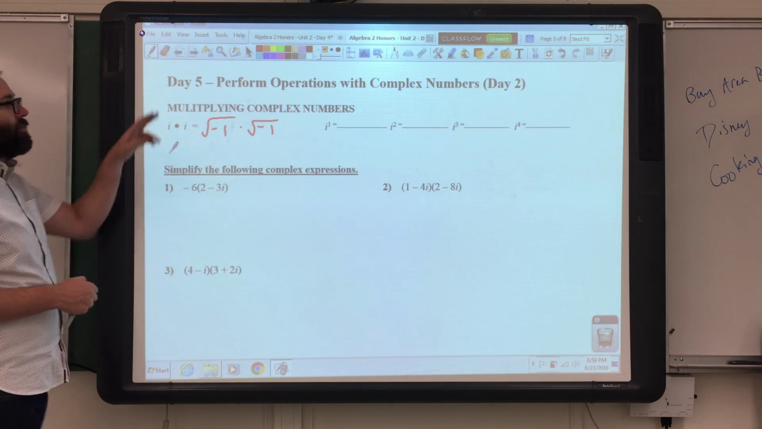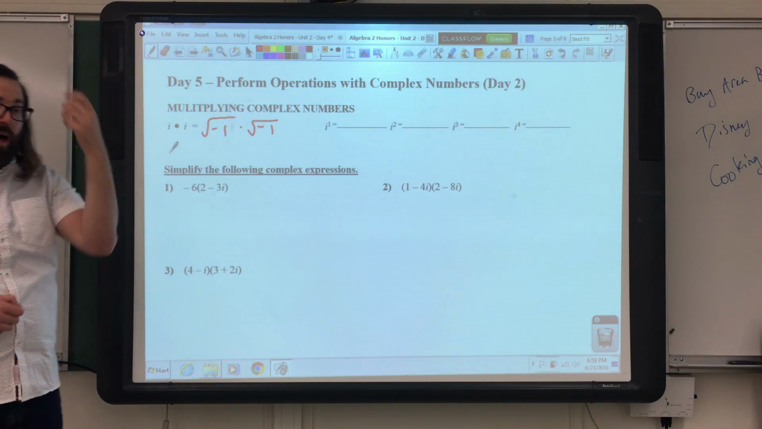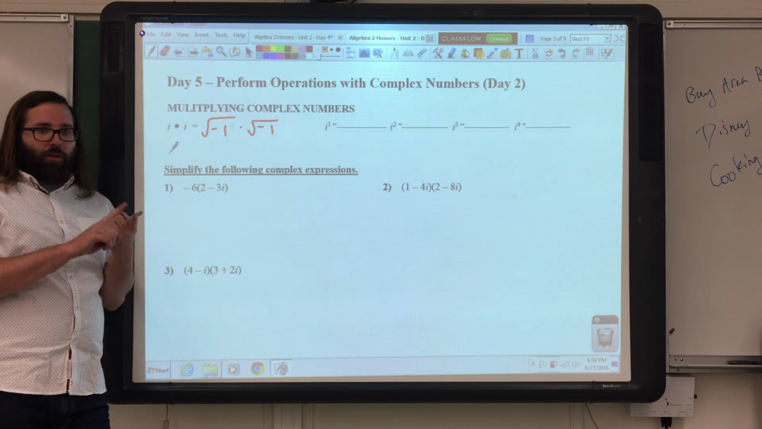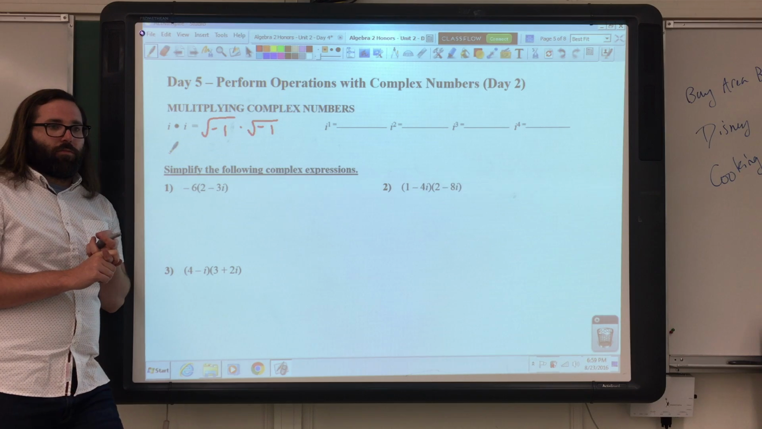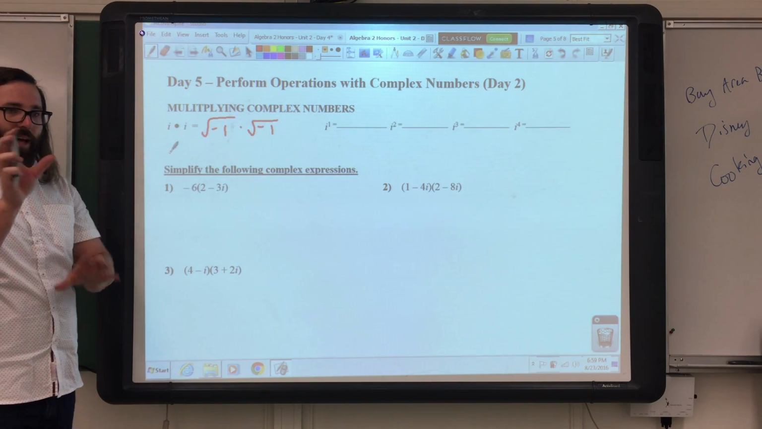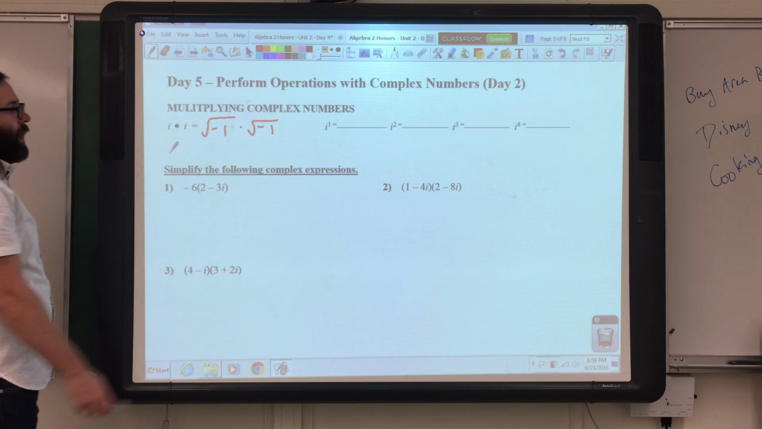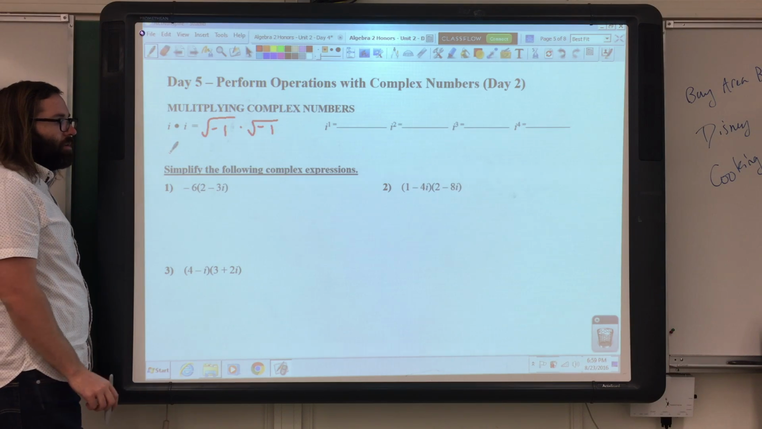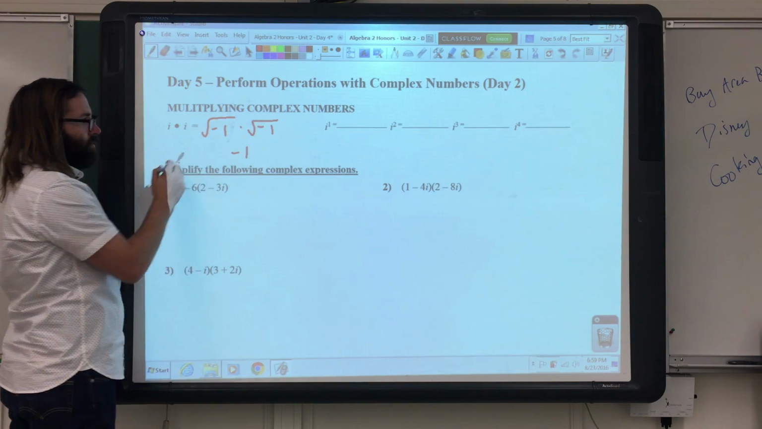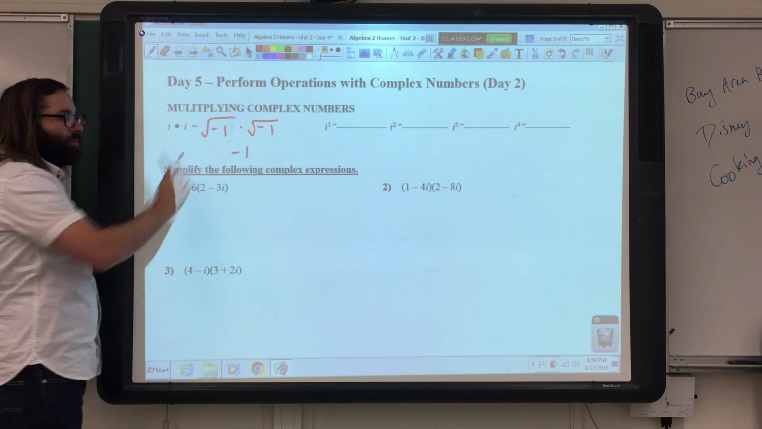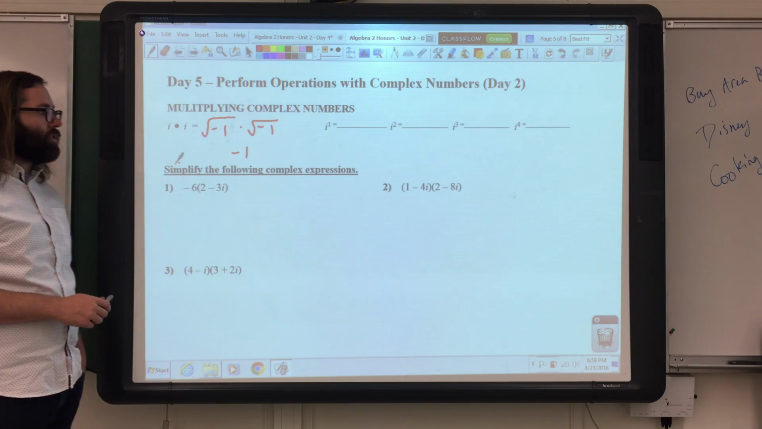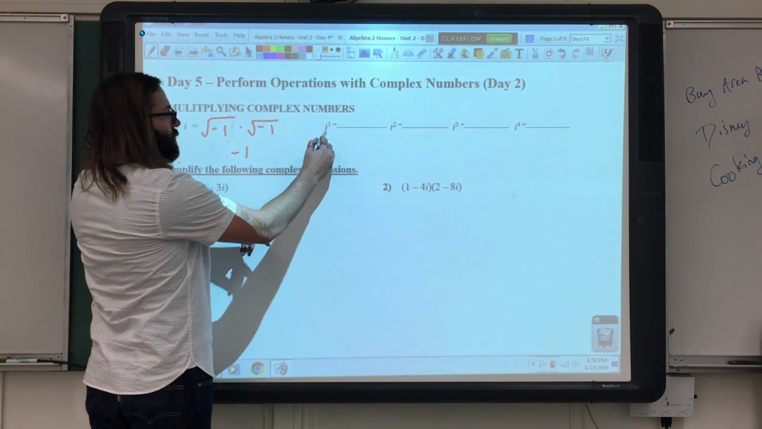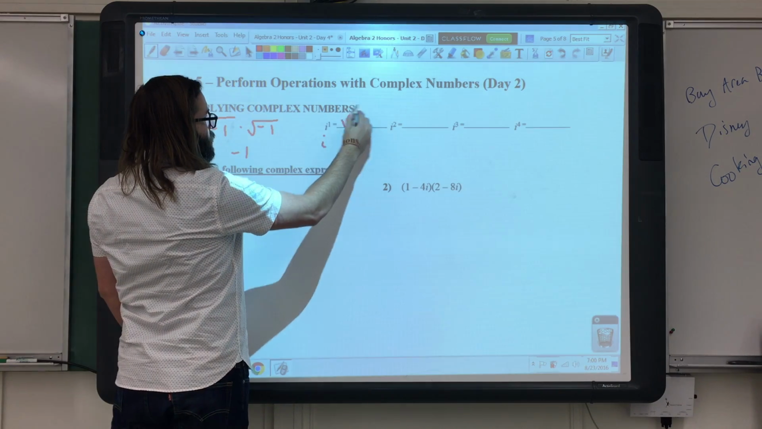So make sure you guys have your day 5 notes. We're doing certain operations with our complex numbers. Remember, a complex number is a real part and an imaginary part. So there's a number and then something with i. So i times i is really the square root of -1 times the square root of -1. That gives you -1. So we know that i to the first power is really just i, and that's going to be the square root of -1.